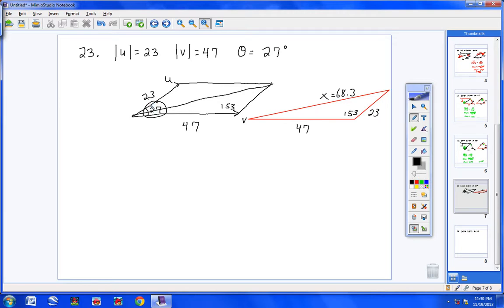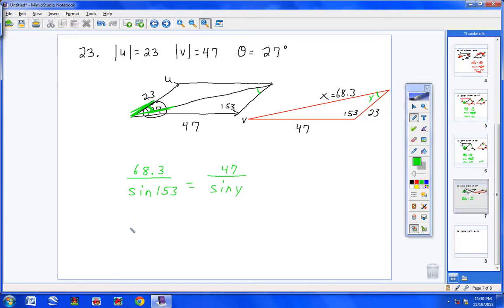Now, next, in the directions, they want us to find the angle formed between u, right here, and the resultant, that little angle right there. And that's the exact same angle as this right here, so I can really find this angle here. It's the exact same thing, so I'm going to use law of sines. So I can say 68.3 over the sine of 153 equals 47 over the sine of y.